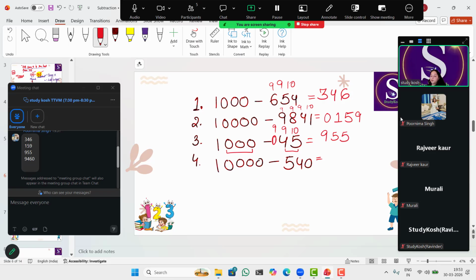Otherwise, if we start like this, 9, then here we have 4, here we have 5. 10 minus 0 is 10. So we need to take carry from here to here. But we ignore that. If the last digit is 0, we'll start from the previous digit. So all from 9, last from 10. So here the answer is 9, 4, 6, 0.